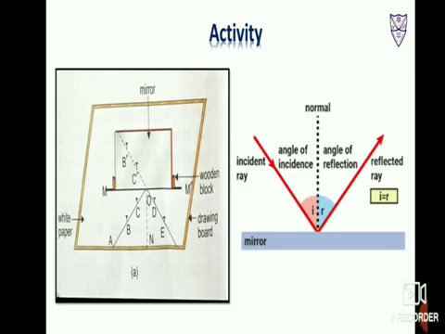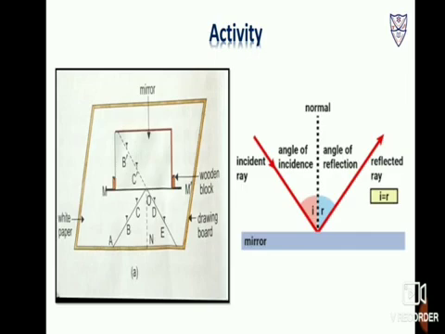Now what are we going to do? We are going to place a mirror in a vertical position with the help of a wooden block. So with the help of the wooden block, we have placed the mirror in a vertical position. And we are going to fix 2 common pins, that is B and C, vertically along the line.